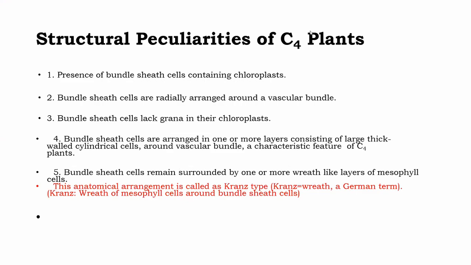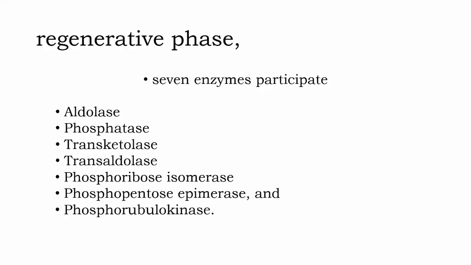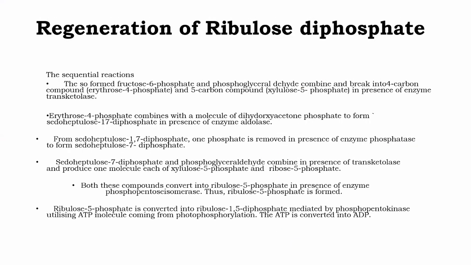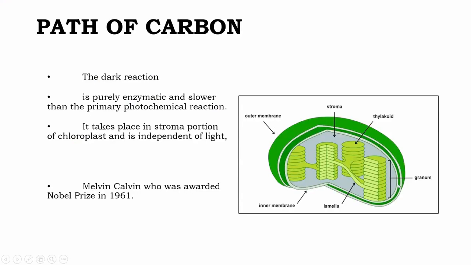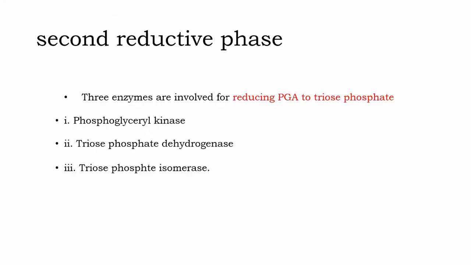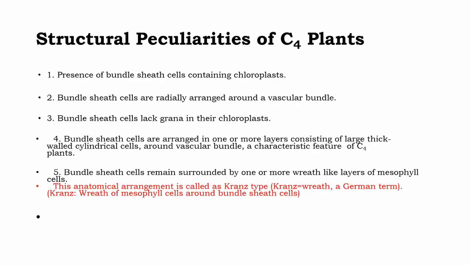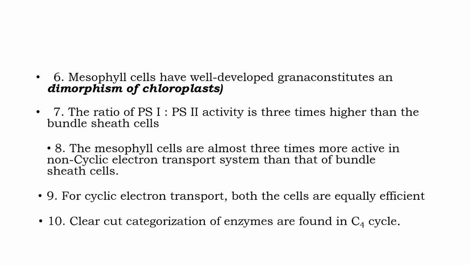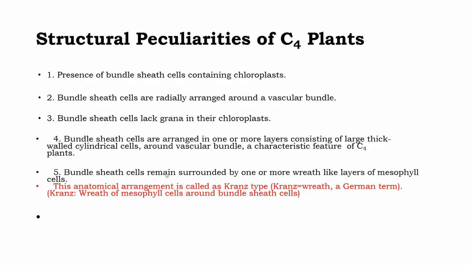Then, like grana in their chloroplast, if it is grana, see, where is that? I have taught you the chloroplast structure. So this is grana and granum, and then this is stroma. This particular granum is less in the C4 plants. Then, bundle sheath cells remain surrounded by one or more layers of mesophyll.